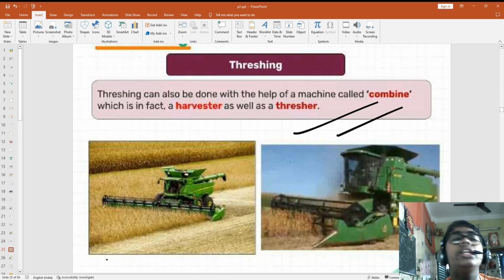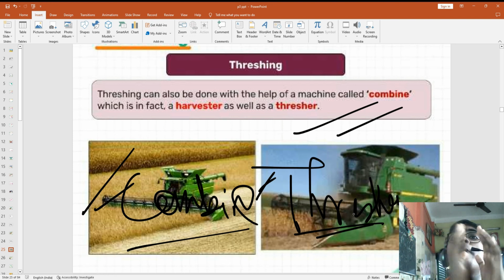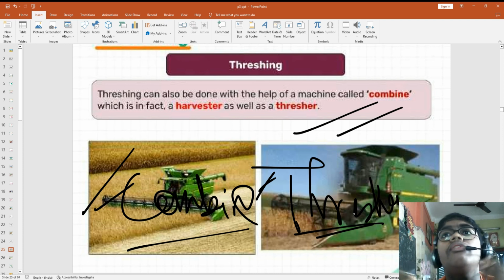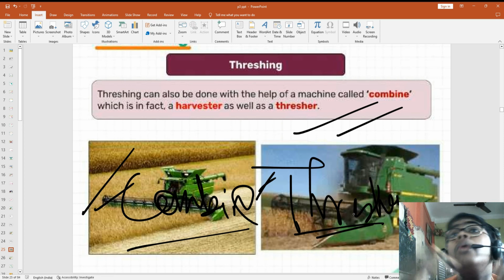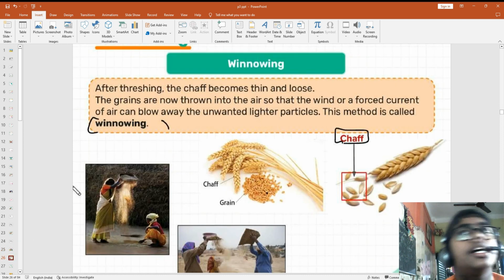Now next, the threshing process is done with a combine or a thresher. It is done either by combine or by thresher. Understood? Thresher does what? Thresher does the work of threshing. And what does combine do? As you are seeing the name, combine means to join, to do together, to add. So combine does the work both of harvesting and threshing. Understood? Harvester will also do this work.